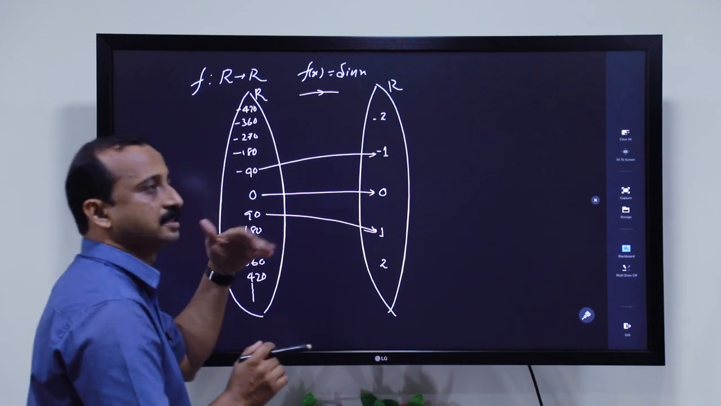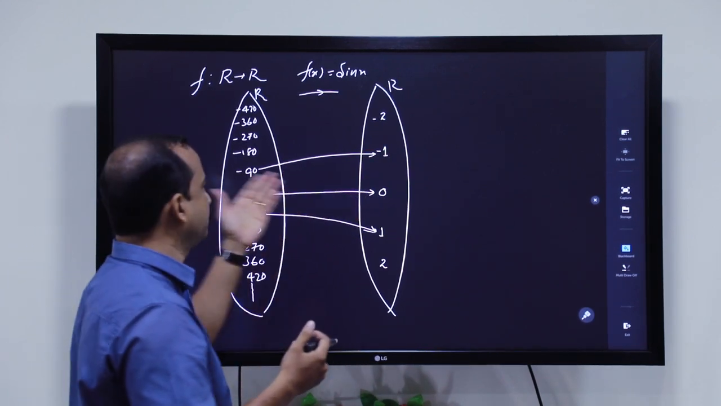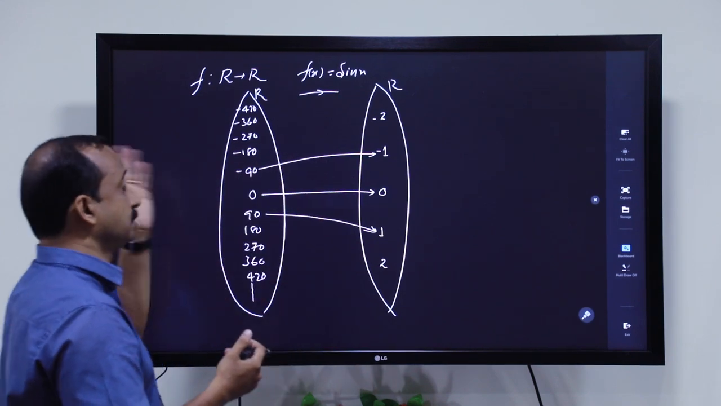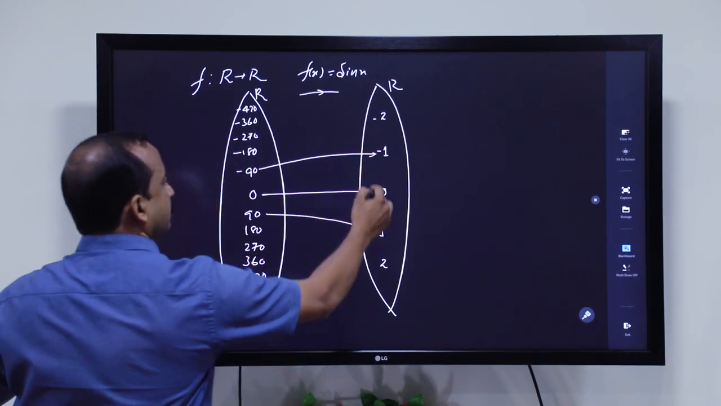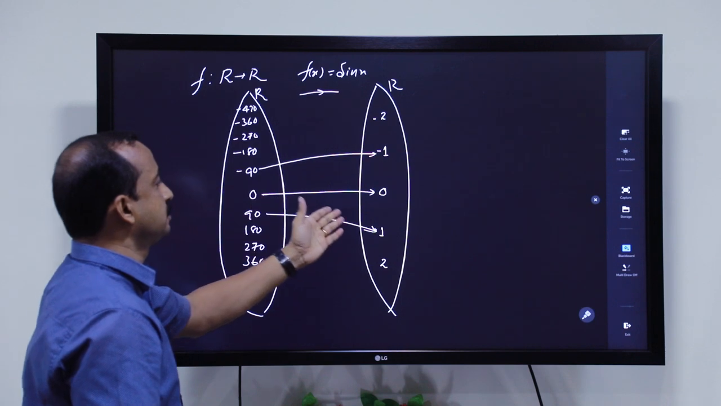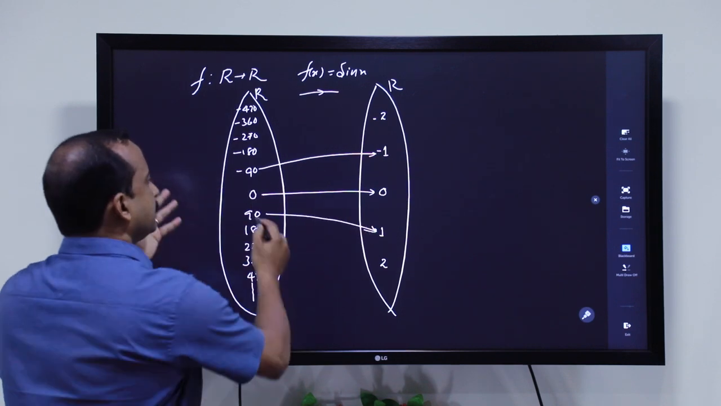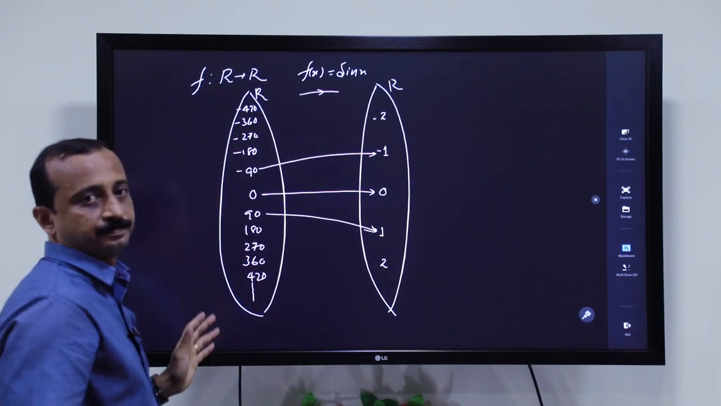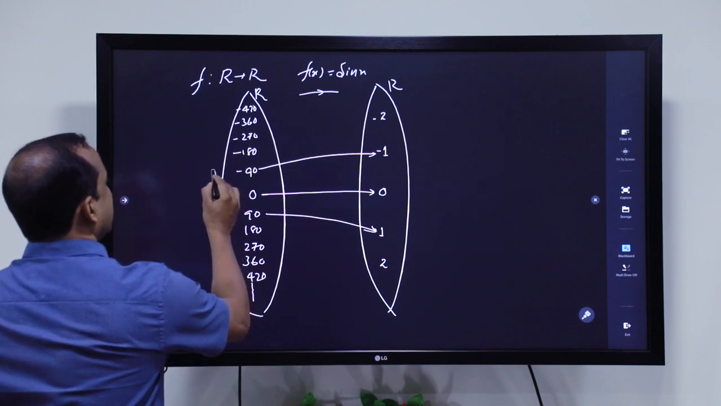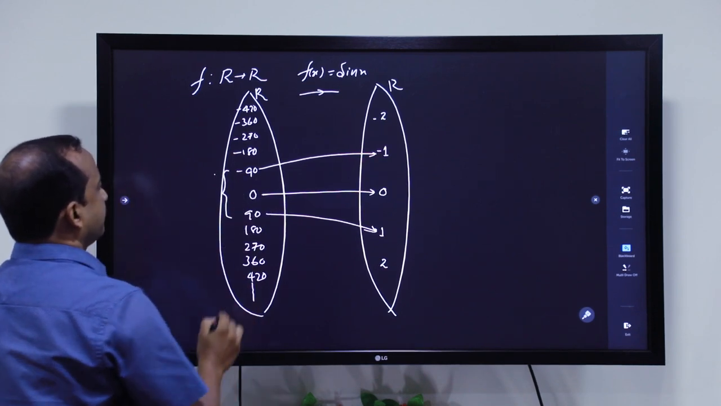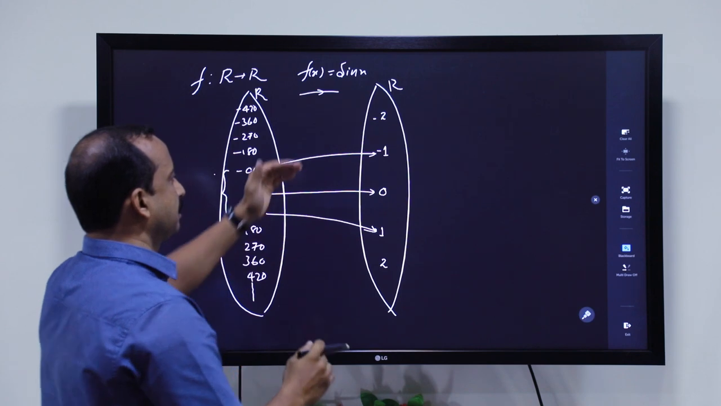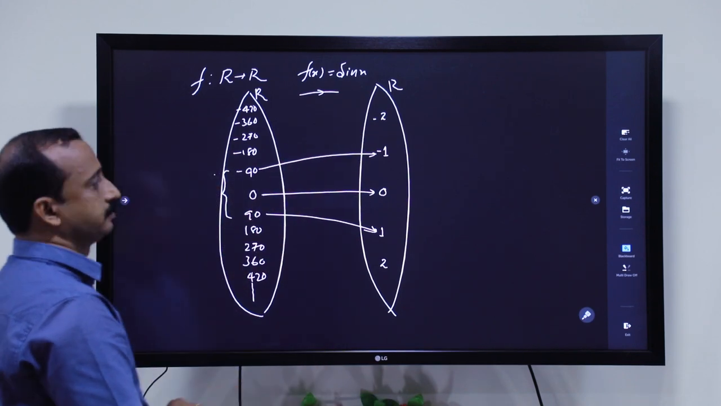You know the value of sin 0 is 0, sin 30 is 1/2, sin 45 is 1/√2, which is also lying between 0 and 1. Sin 60 is √3/2 and sin 90 is 1. Similarly, the negative values are also good. That is, from minus 90 to plus 90, the images are lying between minus 1 and 1.